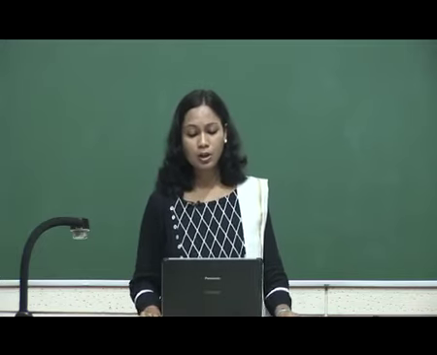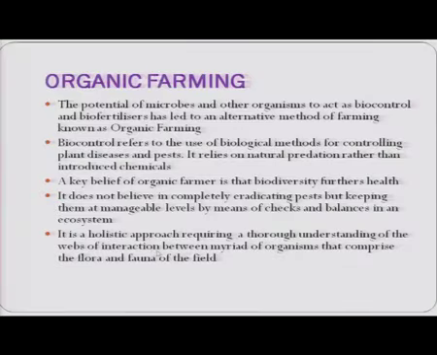So, organic farming can be referred to as a holistic approach requiring a thorough understanding of the webs of interaction between myriads of organisms that comprise the flora and fauna of the field. So, organic farming is not very easy, and that is why we find the bottlenecks in adopting this technique, because organic farming requires a holistic approach. It requires a thorough understanding of all the interactions between so many different kinds of organisms which are present in a field.